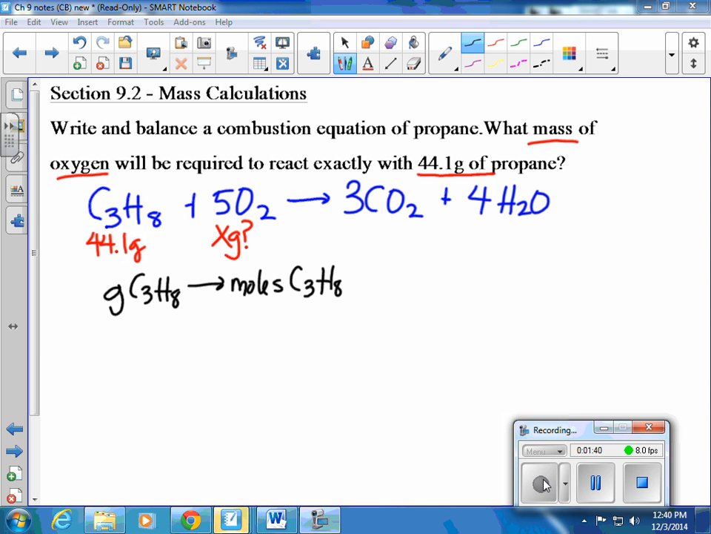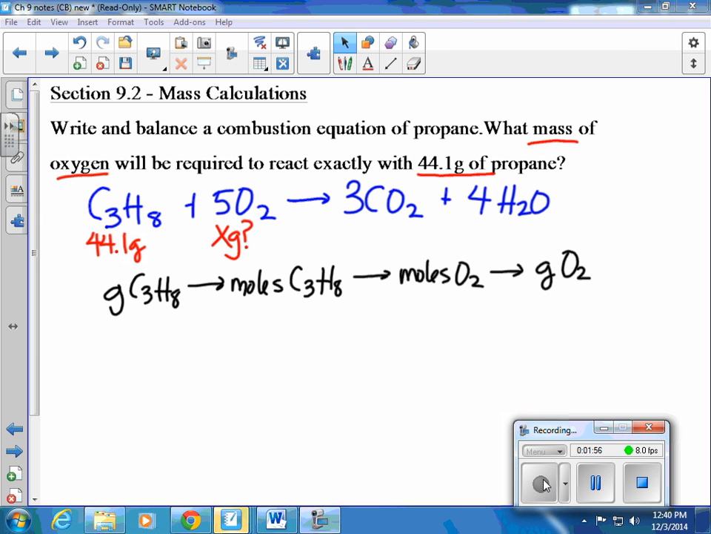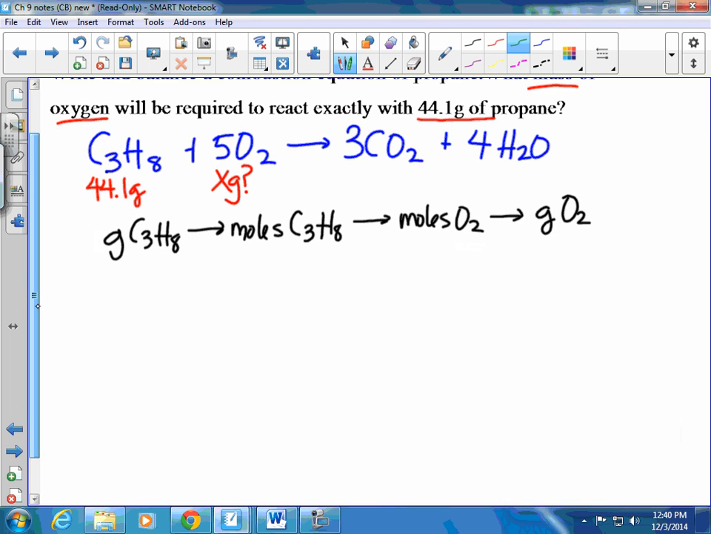We are going to need the molar mass. And then I'm going to do my mole-to-mole relationship, unknown over known, to get to moles of oxygen. And then I'm going to go to grams of oxygen. Okay, so this is my little roadmap. This is how I'm going to get there, sort of like the GPS of our stoichiometry equation.